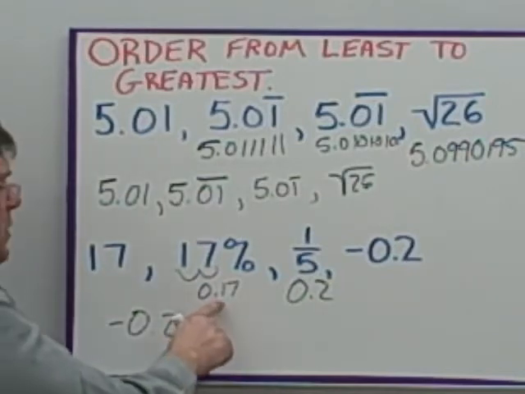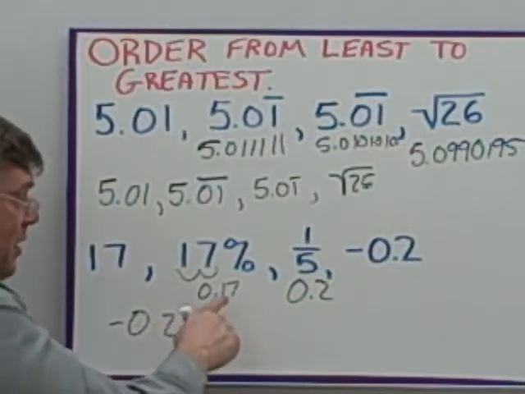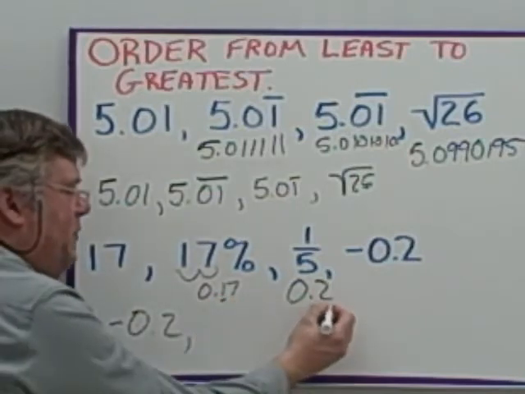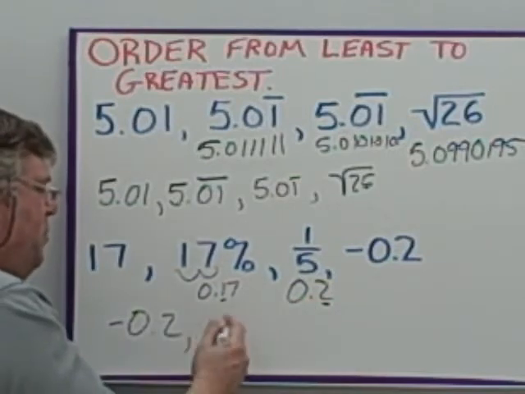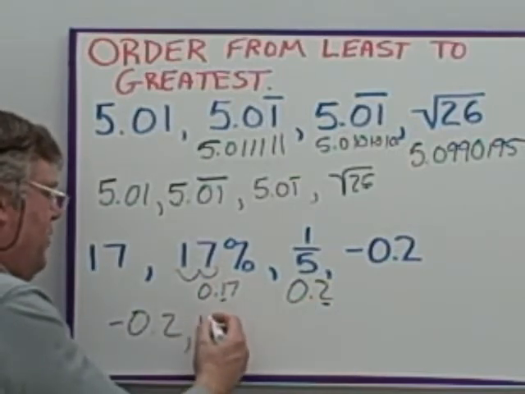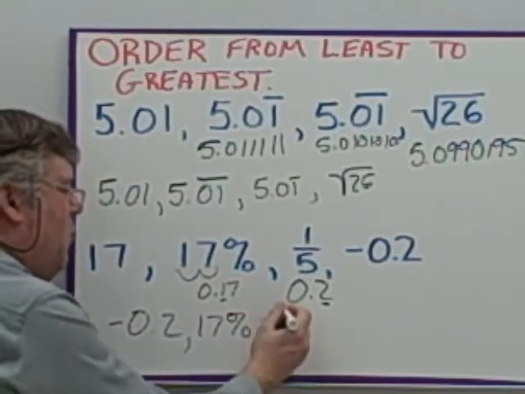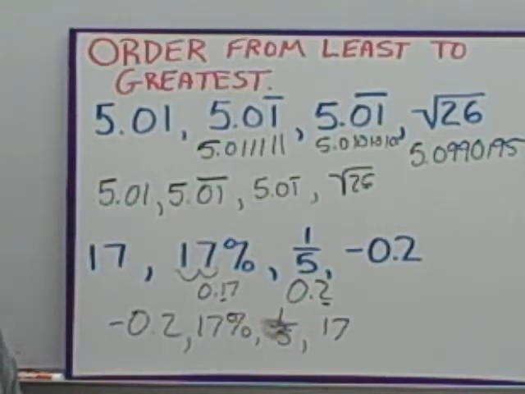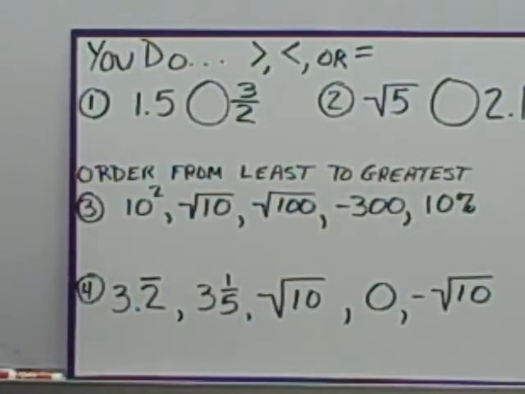Next one up, 0.17 is going to be less than 0.2. A lot of people say 17 is greater than 2, but it's 0.1. We're comparing those like place values. 1 is less than 2. 0.2 is going to be greater than 0.17. So I'm going to do the 17%. Then the 0.2, which is 1/5. And then, last but not least, actually the greatest, is the 17. So again, we're comparing place values.